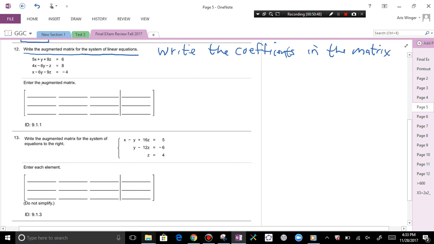This column here represents the coefficients of x. This column represents the coefficients of y. This column represents the coefficients of z. That bar represents the equal sign. And this represents the column with the right-hand side numbers. 5, 4, 1, 6, 8, -4. Fill in the other ones.